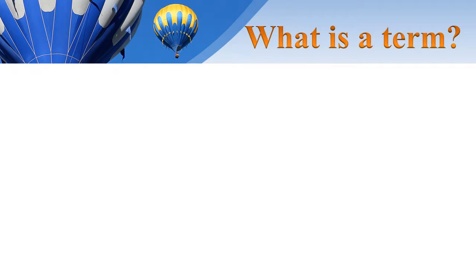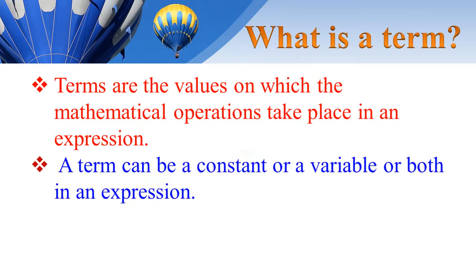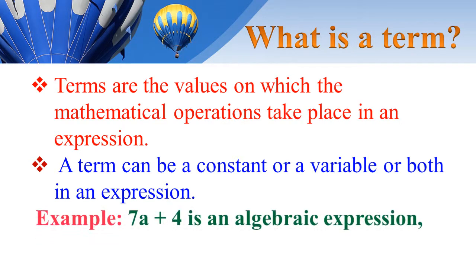Next, what is a term? Terms are the values on which the mathematical operations take place in an expression. So a term can be a constant or a variable or both in an expression. Let's see one example. 7a plus 4 is an algebraic expression. So here 7a and 4 are the terms because the terms are the values on which the mathematical operations take place in an expression.